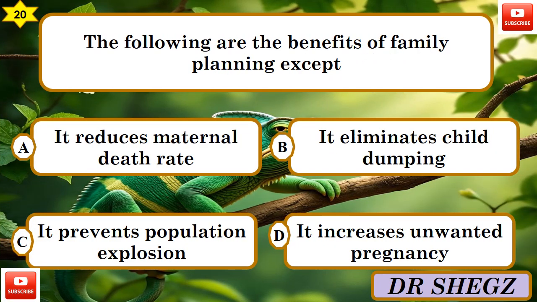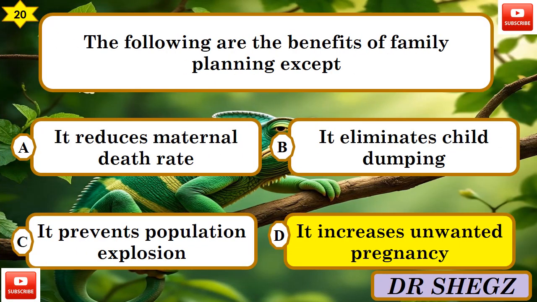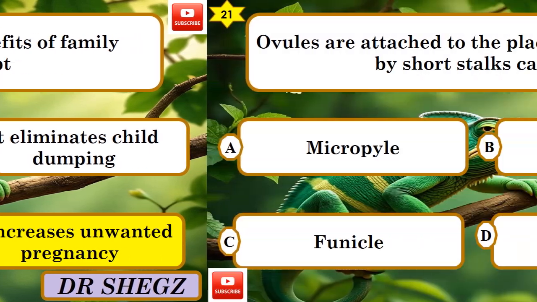The following are benefits of family planning, except it increases unwanted pregnancy. No, rather it actually reduces it. So family planning helps to reduce the incidence of unwanted pregnancy.